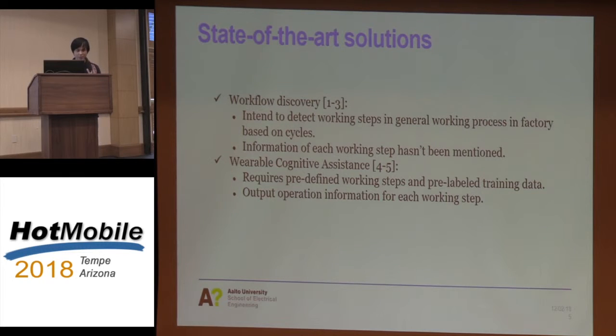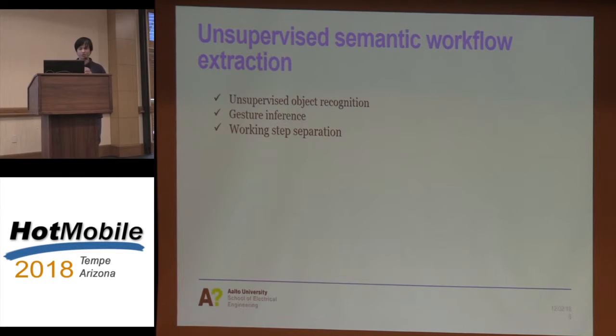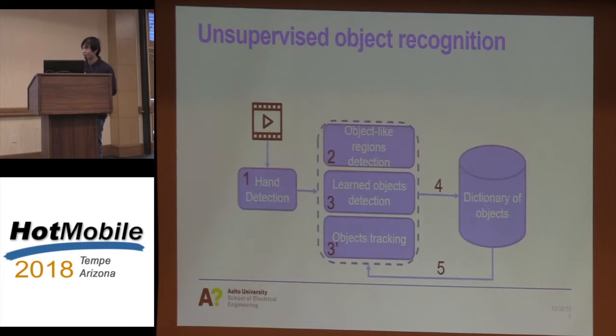we propose unsupervised semantic workflow instruction. It contains three main steps: unsupervised object recognition, gesture inference, and working step separation. The first step is unsupervised object recognition. Because this is an object recognition model, it only recognizes objects. Therefore, in interactive environments, it needs to extract and get rid of the hand region.